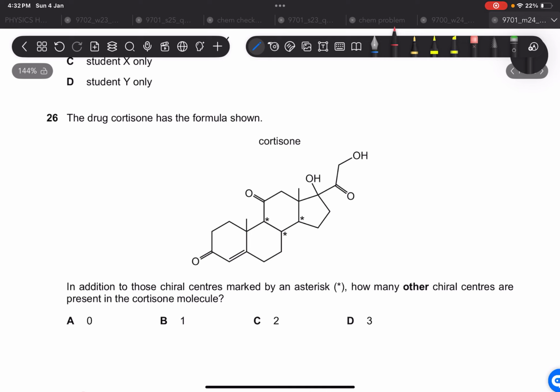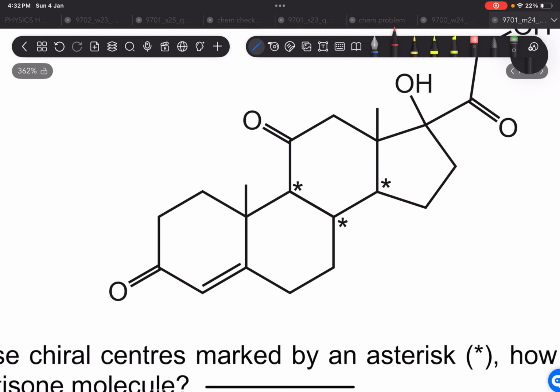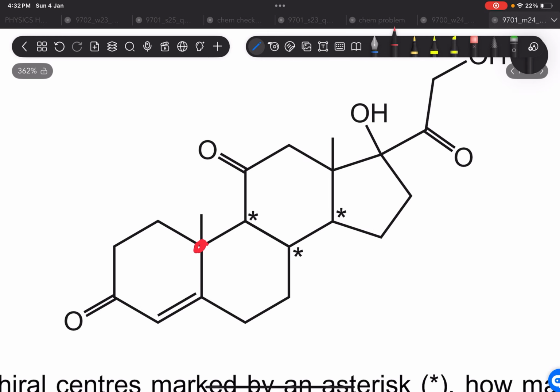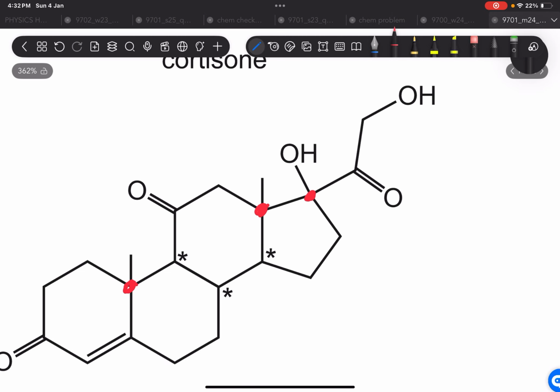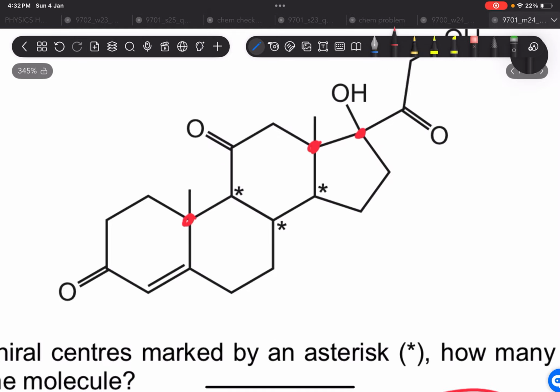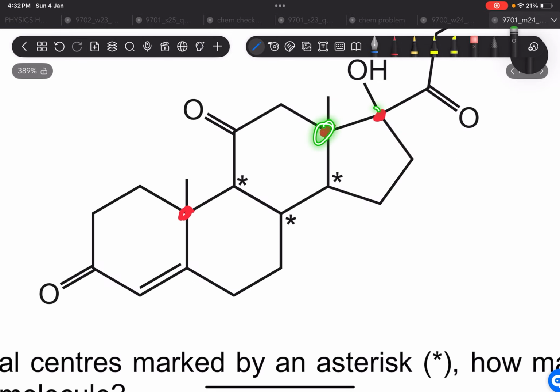The drug cortisone has the formula shown, in addition to those chiral centers marked by an asterisk. How many other chiral centers are present? Let's see. This one's a chiral, this one's a chiral, this one's a chiral. That's all. 3 more. So D. Simple. For chiral, what do you need to look for? 4 different groups, 4 different groups, 4 different groups, and it cannot be a double bond. Easy.